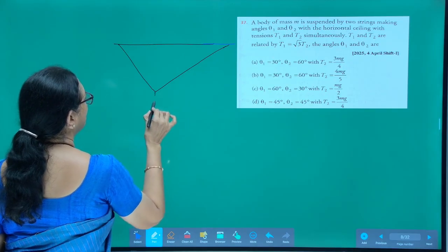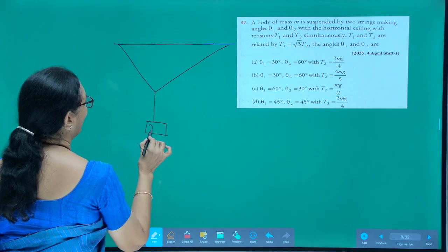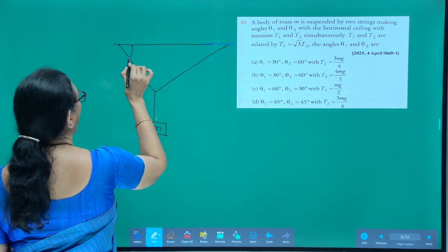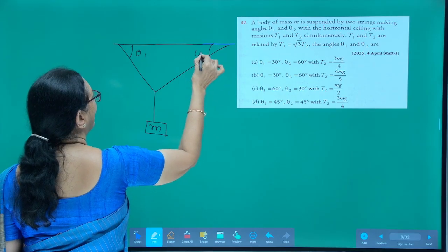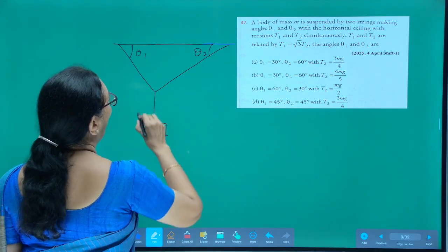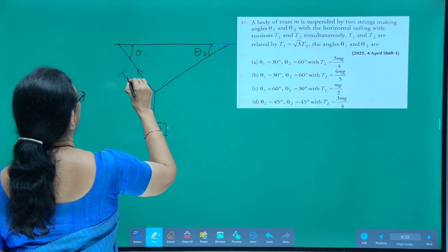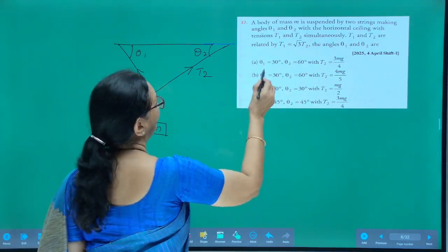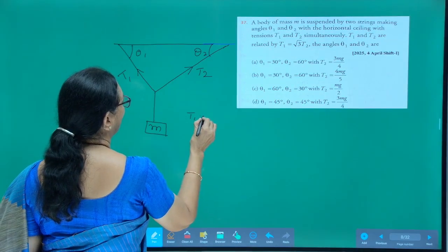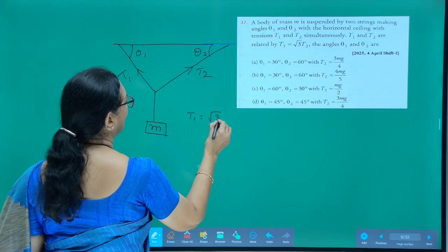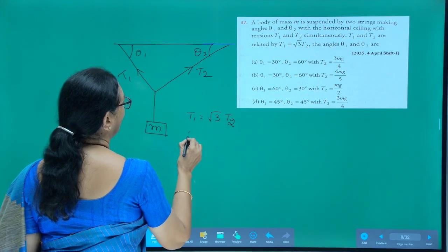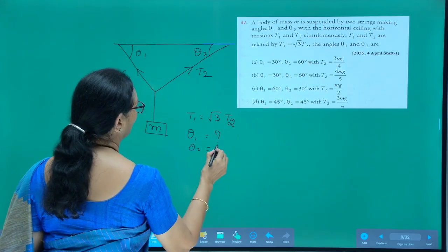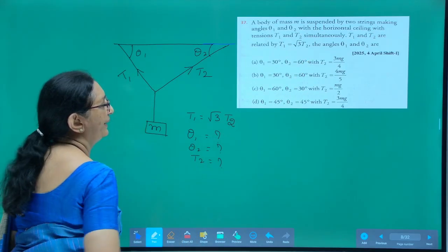These are the two strings by means of which a body of mass m is suspended, and they make angles theta 1 and theta 2 with the horizontal, and the tensions in the strings are given as T1 and T2. The relation between T1 and T2 is given as T1 is equal to root 3 T2. You are supposed to find theta 1, theta 2 and T2. Three things are to be found.